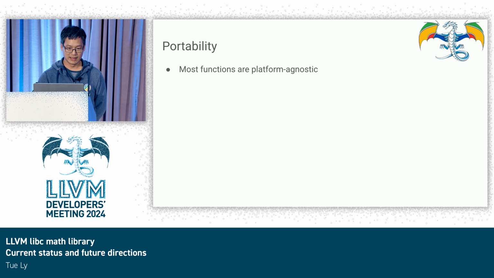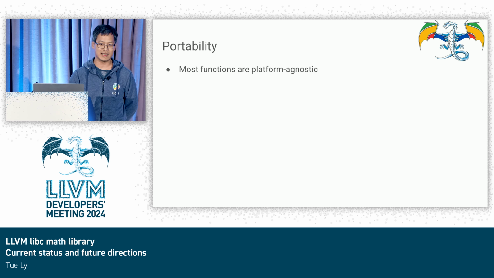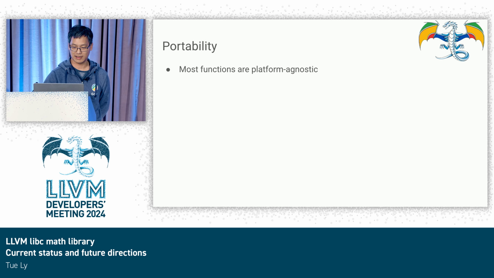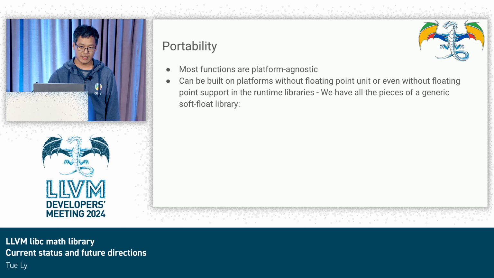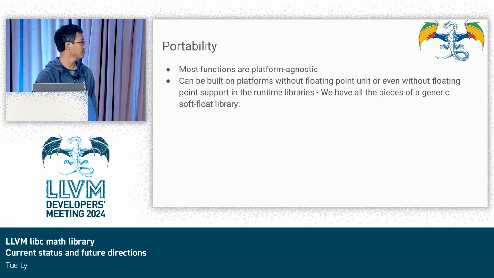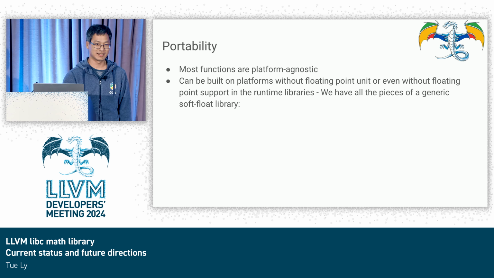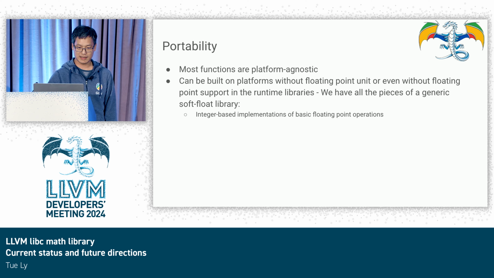About portability, most of our function implementations are platform agnostic C++, or you could say C-style C++. And it can be built on any platform without floating point units, or even without floating point runtime library support, thanks to the current effort. So we have all the pieces that we need for a generic soft-float library. We have the integer-based implementation backup for all of the basic floating point operations.